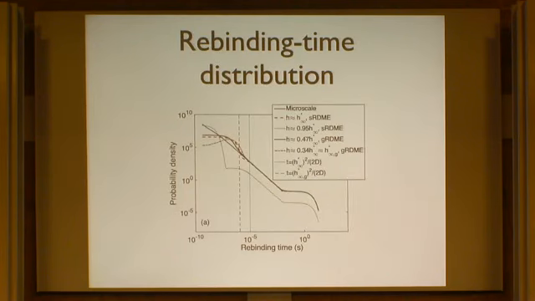So this is what happens then if we look at the distributions, for the rebinding times. The hope is that we gain a little bit. There is a lot of stuff in here.